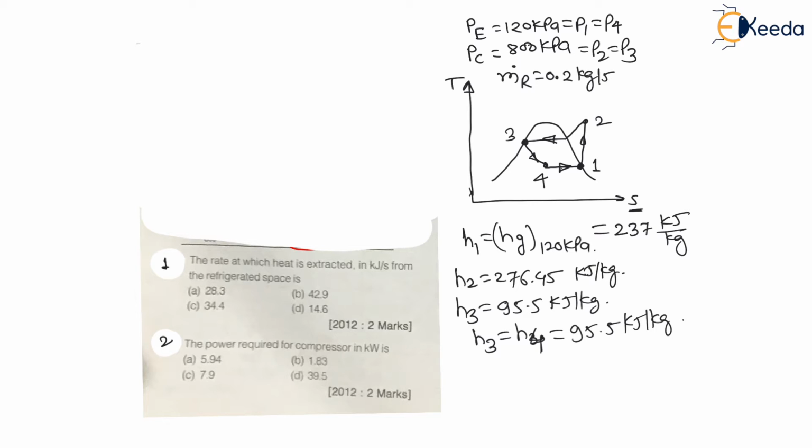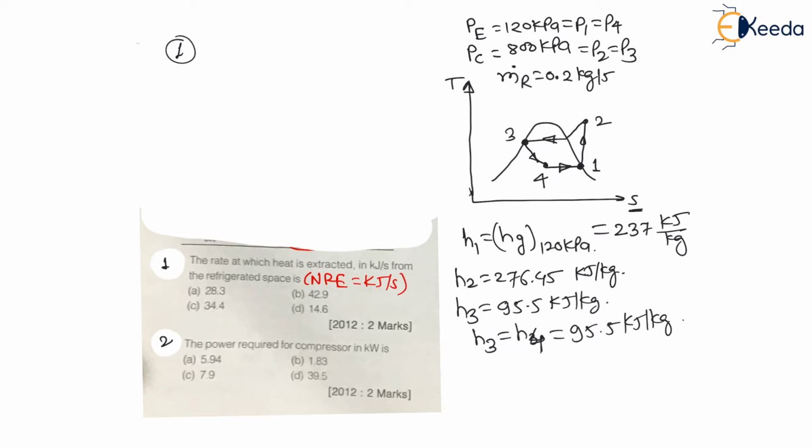For the very first question, they are asking the rate at which heat is extracted in kilojoule per second from the refrigerated space. That means they are asking the net refrigerating effect. The meaning of this is net refrigerating effect in kilojoule per second. Kilojoule per second means kilowatt, right? That means it is the evaporator load. That is 4 to 1. There is a net refrigerating effect.